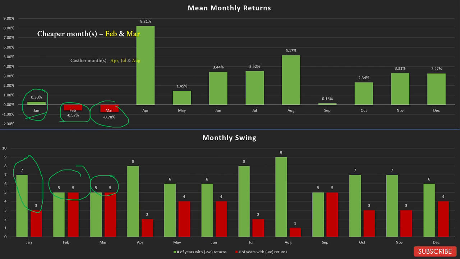Okay, what else? Costlier months: April, July, and August. April is an outstanding standout performer, no doubt about it, with 8.21% average returns. July 3.52% with 8 positive returns in the last 10 years. And August 5.17% with 9 positive returns in the last 10 years. So very, very clearly there is a trend to be derived here.